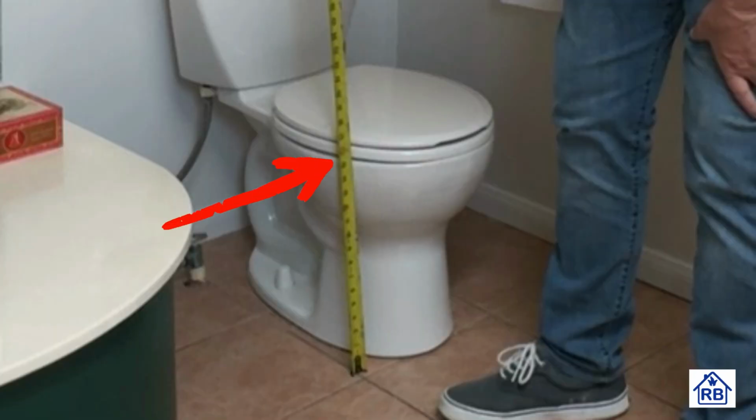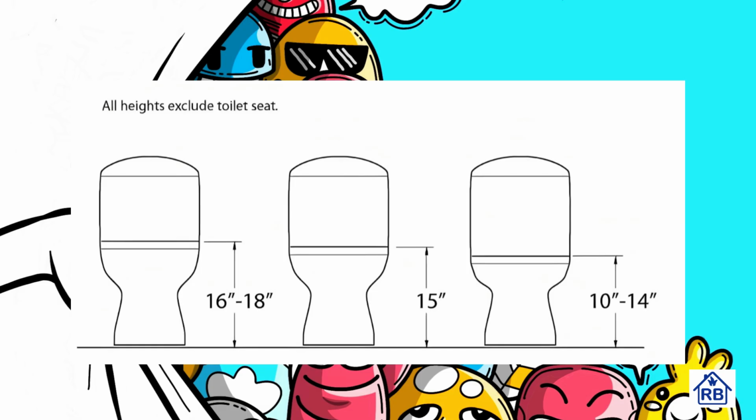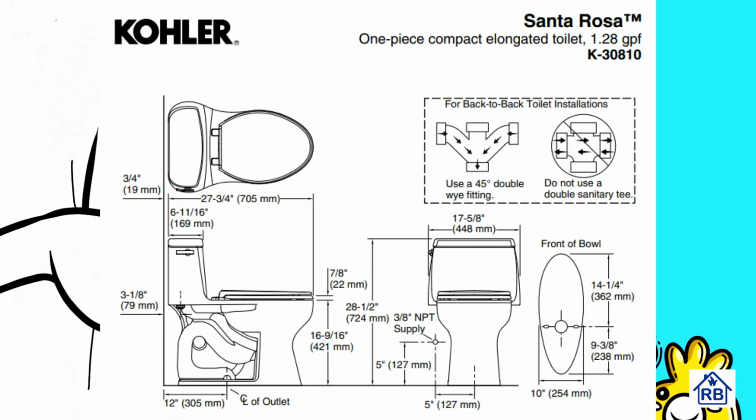Bowl height. Measure the distance from the floor to the top rim of the bowl, excluding the toilet seat. Traditionally, bowl heights in North America have been around 14 to 15 inches. However, the trend now is to install taller bowls, ranging from 16 to 18 inches. A height of 16.5 inches is considered chair height and is popular in North America.